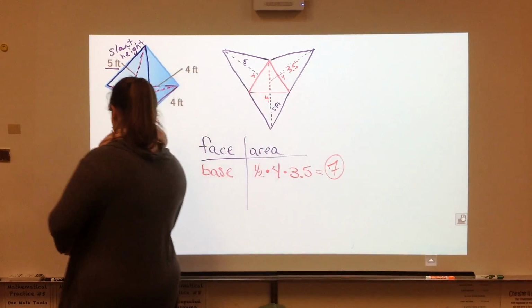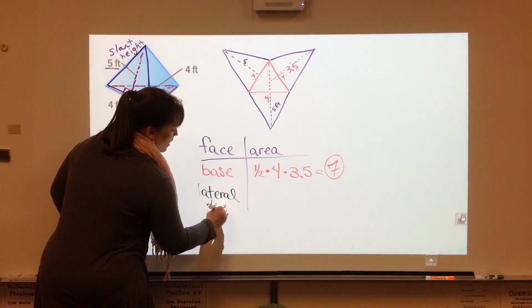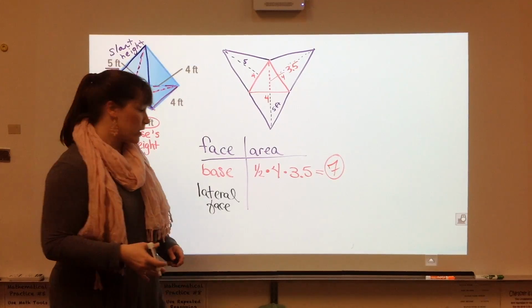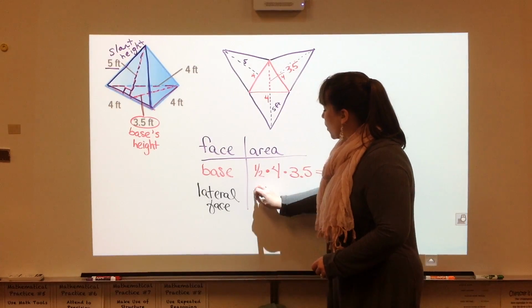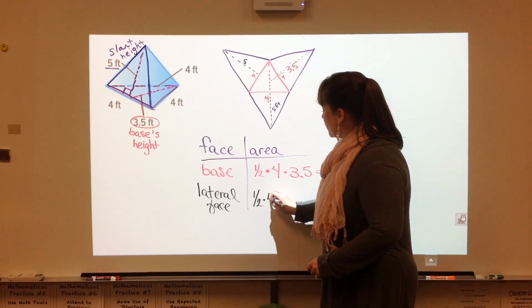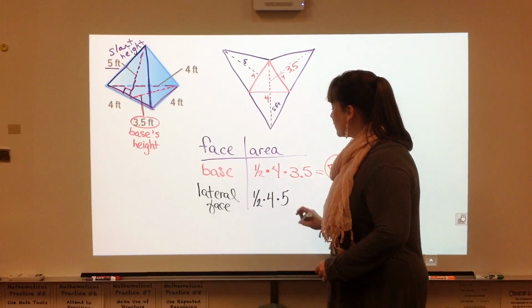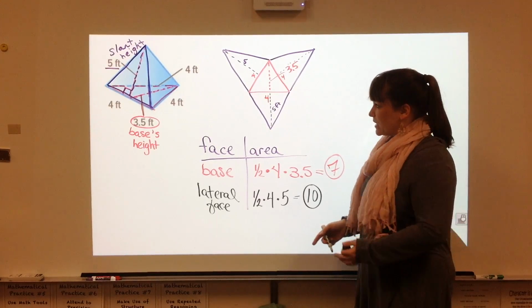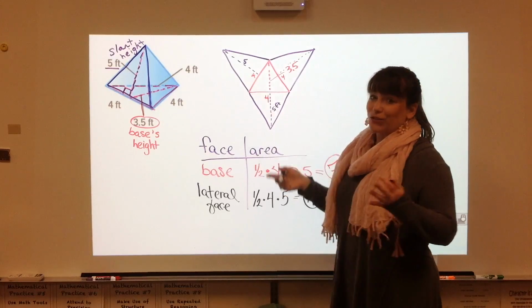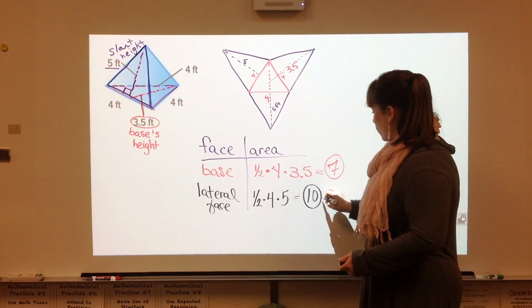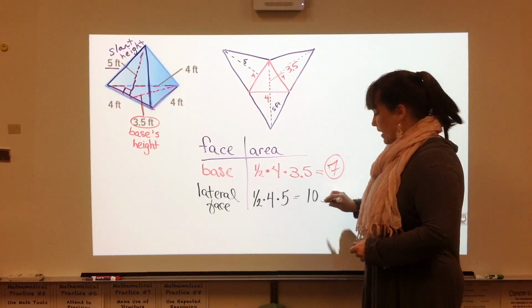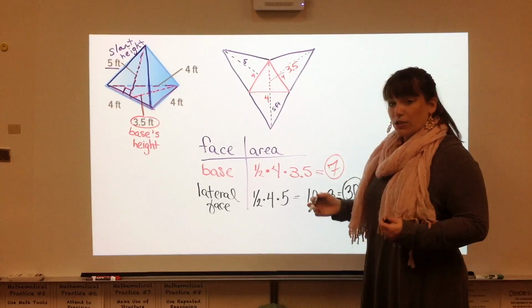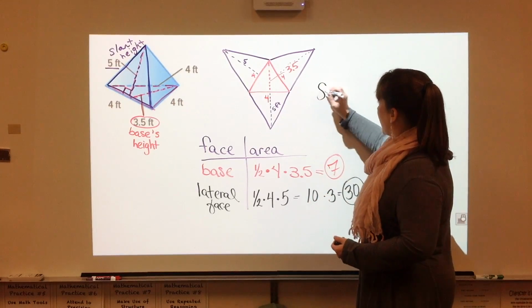Now let's deal with those lateral faces. I'm literally going to write lateral face because that's the piece of the pyramid I'm looking at next. So the lateral face is also a triangle. It has a base of 4, but now it has a height of 5. Half of 20 is 10. One of my lateral faces is going to be 10. Now, how many of those triangles do I have? I have 3 of them. So really, I need to multiply this 10 by 3, and the 30 is what I need to use to add up all my sides.